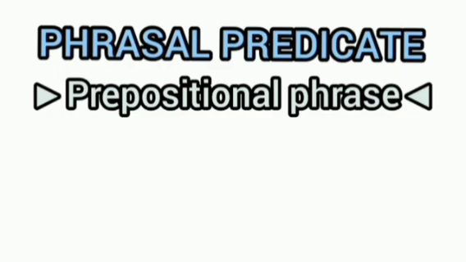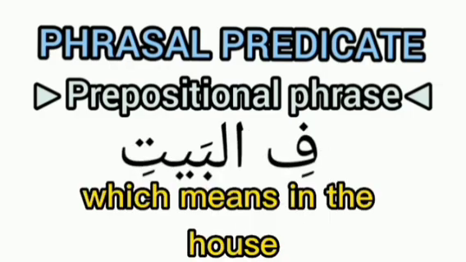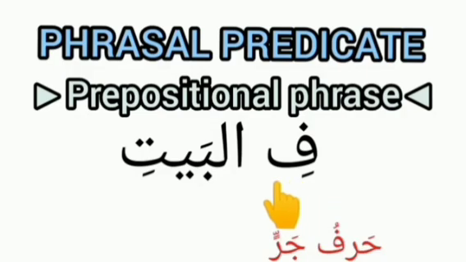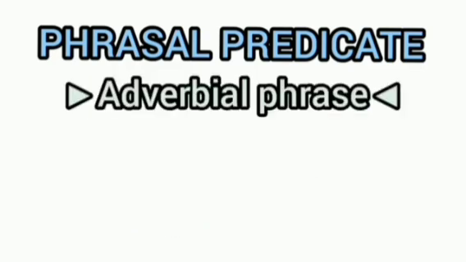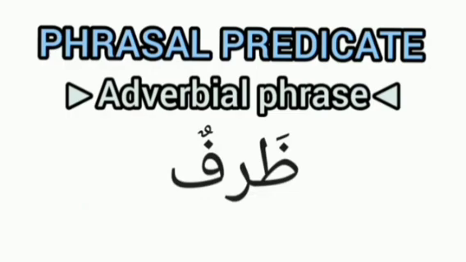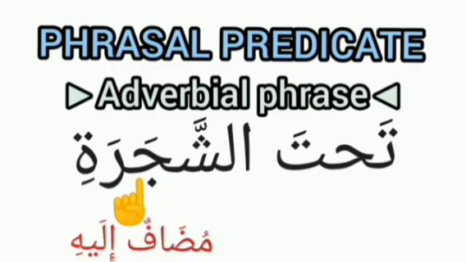We have prepositional phrase. This kind of phrase contains a preposition or harfu jar. Example, fil bayti, which means in the house. Fi is the preposition or the harfu jar, and al bayti is the prepositional noun or ismu majrur. Adverbial phrase. This kind of phrase contains an adverb or a zarf. Example, tahta shajarati, which means under the tree. Tahta is the adverb or zarf, and ash-shajarati is referred to as the mudaf ilayh.